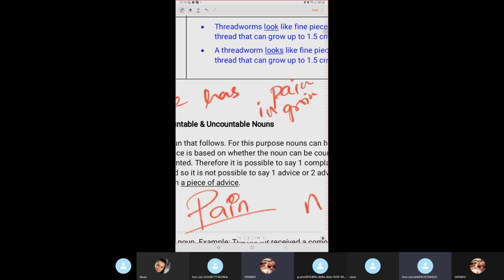It could be uncountable also because we have not specified on what side the pain is in the groin. Pain is semi-countable. I can say she has a pain in her head. I can say it is semi-countable. When you write it in your letters, it is going to be countable.